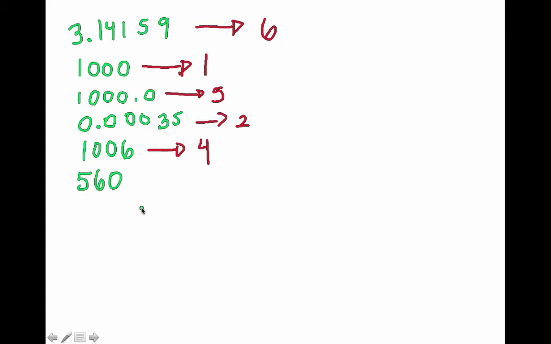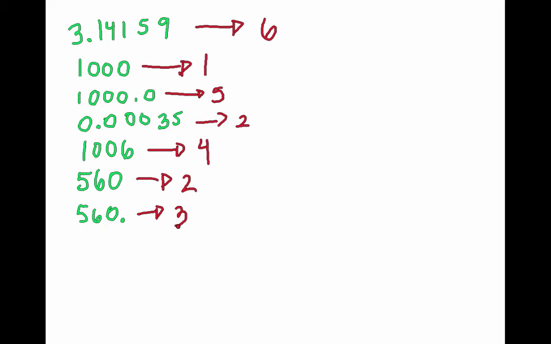Let's look at another example, 560. 560 has 2 significant figures. The last 0 is just a placeholder. And if we take this number, 560, and we just add a decimal point right here, we change the number of significant figures from 2 to 3. It becomes 3 because the decimal point tells us that the measurement was made to the nearest unit. So here's just a couple examples.